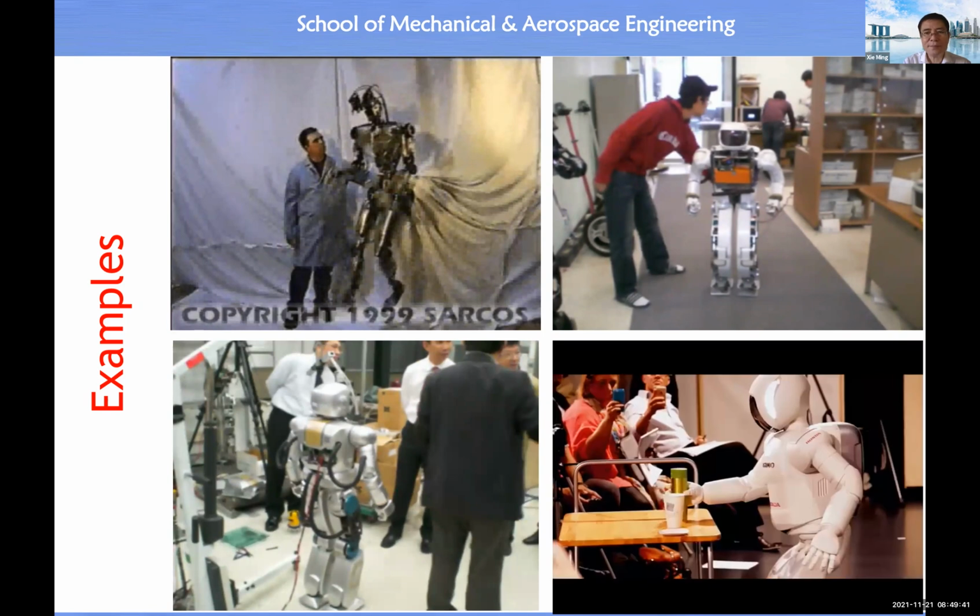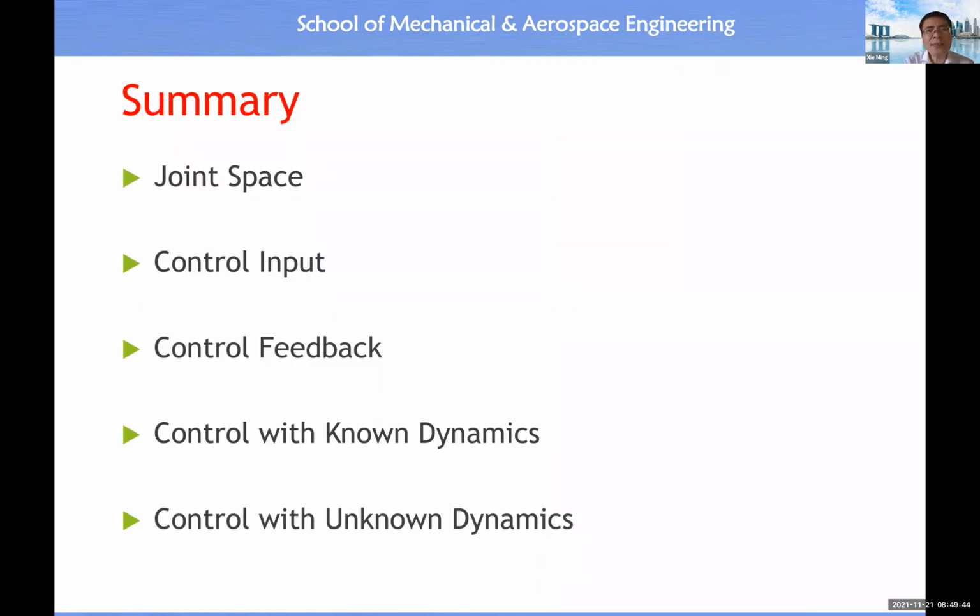All right. So that's all for today's lecture. The key takeaway from today's study is to know the design solution for the control of a robot with known dynamics, and also the control solution or design solution for the control of a robot with unknown dynamics. With this knowledge, you should be able to implement the control system for your future robot.